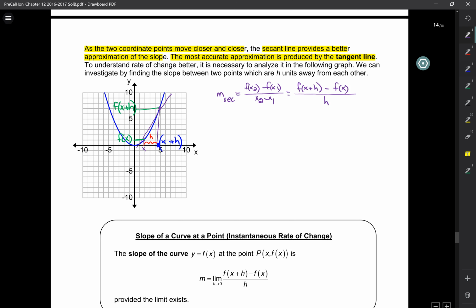Okay. h is the distance between the 2 points. This is x1, this is x2. The distance between them is h. Yes or no? Okay. Right. So to make this into a tangent, I need to bring the points closer. If the points get closer, what happens to h, that distance between them? It gets smaller. So that means h gets smaller. How small? Almost 0. So h is going to approach 0. So check out what we're going to do now. We're going to take the limit as h approaches 0 of that.